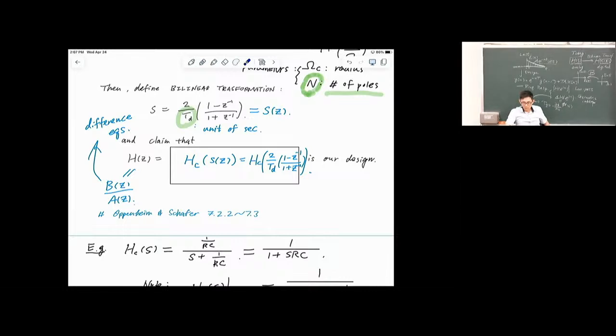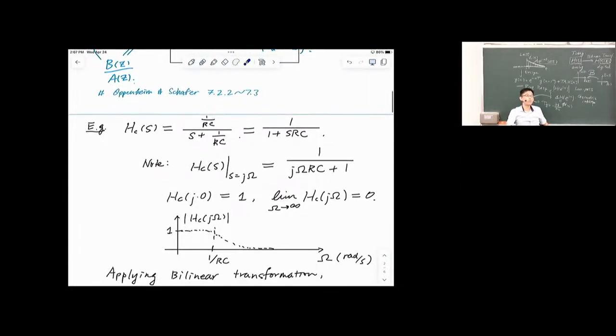Now, next, let's see an example. See how we borrow an analog system, make it digital, and call it a design. So just now to move on, let's come back to this same example, same as last time. Remember that we were trying to emulate a circuit.